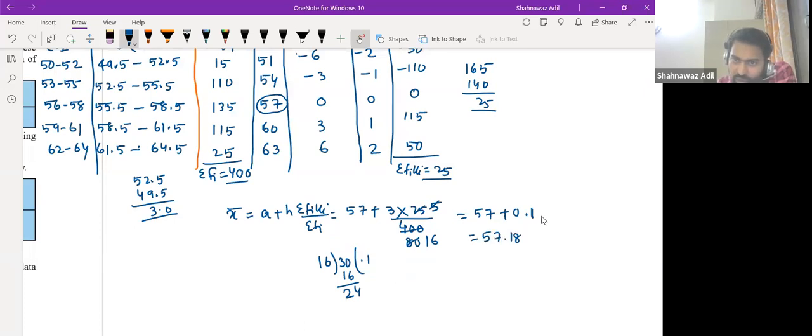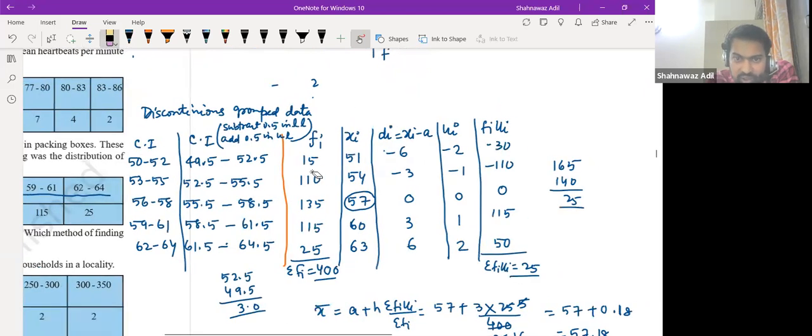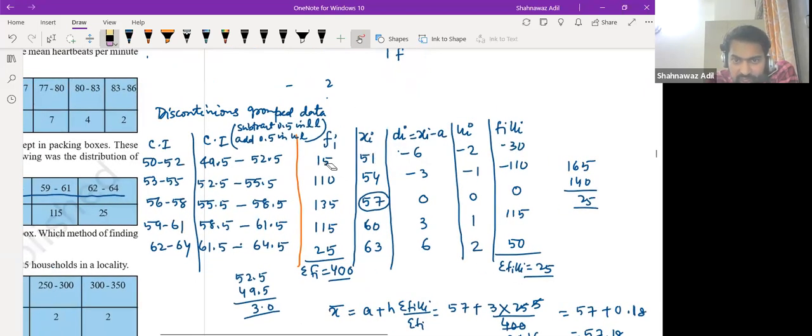57.1. Good. So, which method did you use? Direct method. Okay. And did you calculate all these numbers by hand? No, for the direct method I just multiplied using a calculator, and I added all of the numbers. Yeah, because in your examination hall, the calculator will not be allowed, right? So we can see that from the step deviation method, we didn't use the calculator, right?